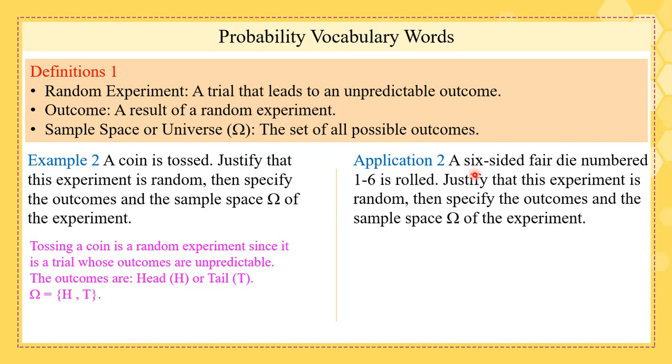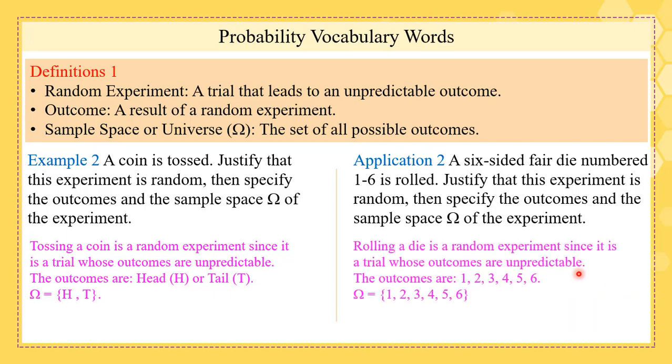A six-sided fair die numbered 1 to 6 is rolled. Justify that the experiment is random, then specify the outcomes and the sample space. Try to do it alone. Well, rolling a die is also a random experiment because it's a trial whose outcomes are also unpredictable, and the outcomes are from 1 to 6. Omega would be 1, 2, 3, 4, 5, 6.